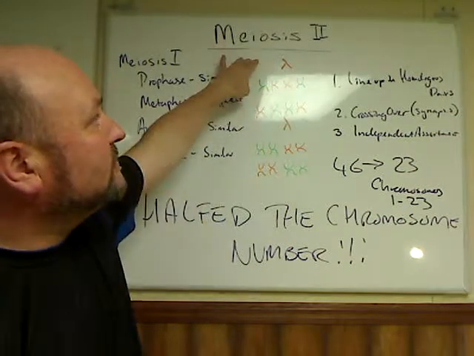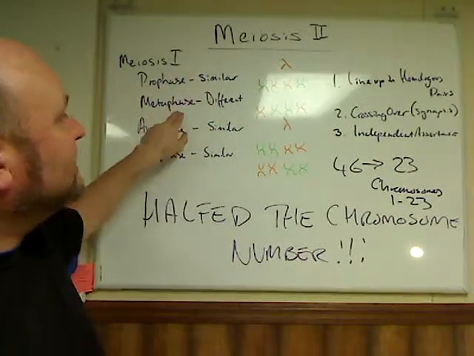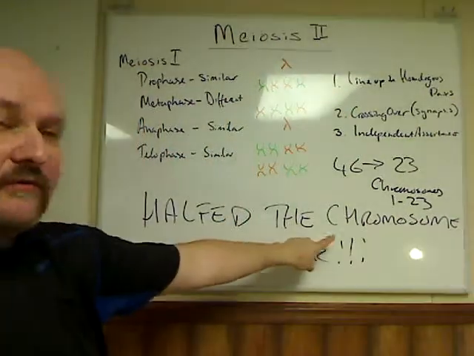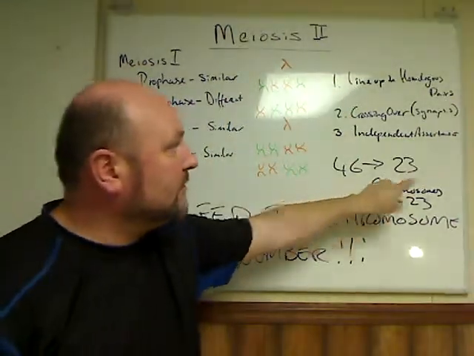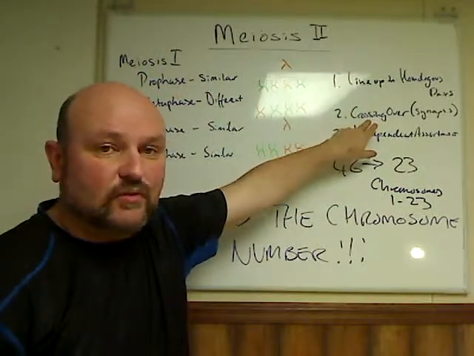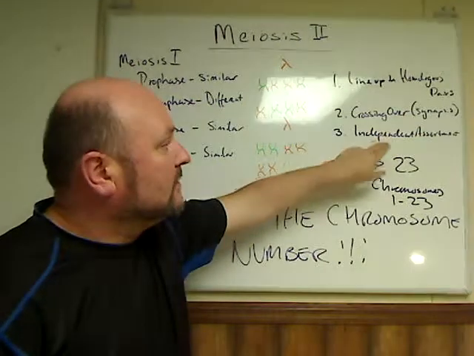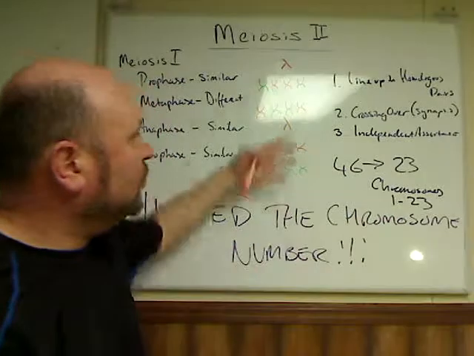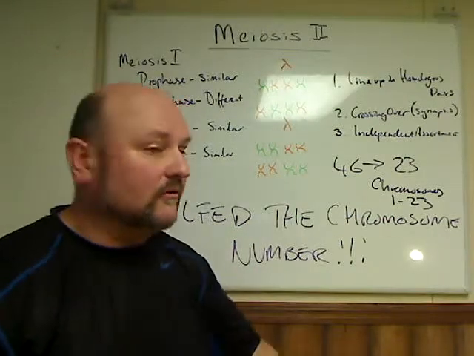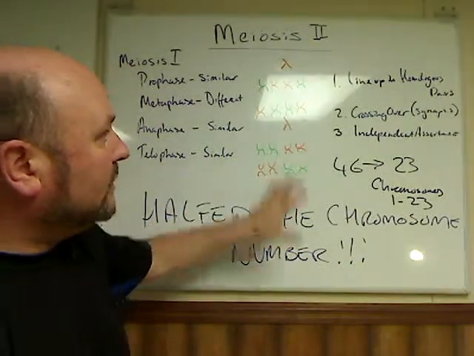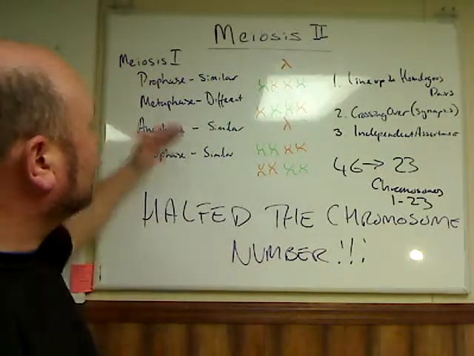So in meiosis 1, metaphase is the different phase. They line up in homologous pairs, which leads to halving of the chromosome number, 46 to 23. During this lining up, they can cross over and swap gene sites, and they're also independently assorted. So we don't know which parts that you got from your mother or father end up in one cell or the other. Okay, so that's meiosis 1.